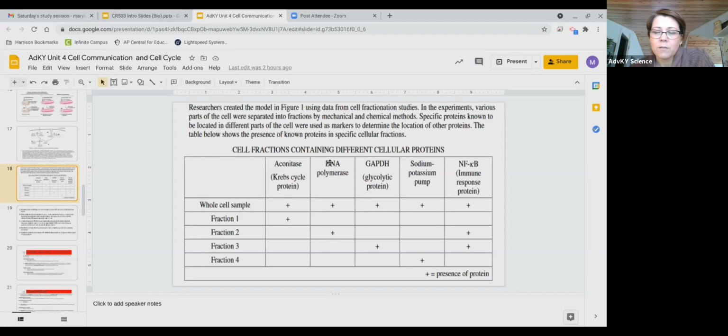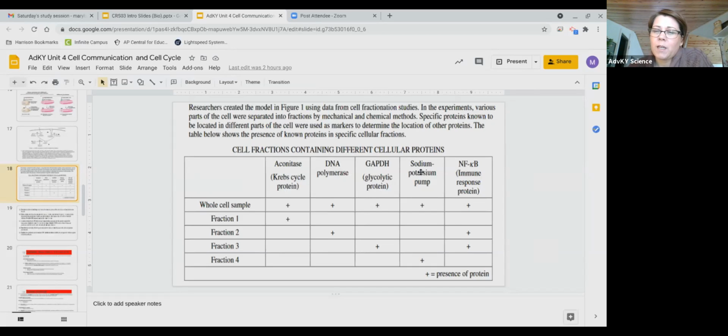DNA polymerase, again, if you haven't made it to unit 6, you may not have heard this, but if you're seeing DNA, where's DNA located in a cell? And so that's going to be in the nucleus. Glycolytic protein, so glycolysis, think about that. Where does that happen in a cell? So again, that's part of cell respiration. It's going to be in the cytosol.